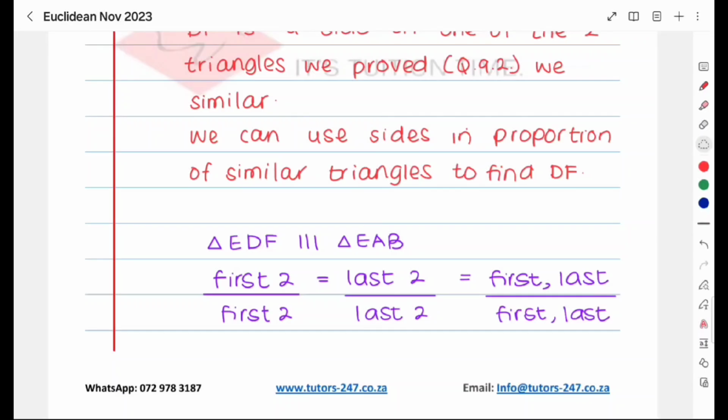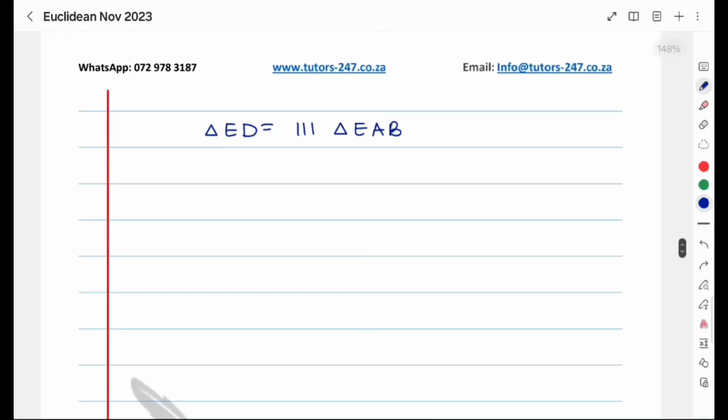The equation is going to be produced by taking the first two over the first two, the last two over the last two, the first and the last over the first and the last. What we mean by that is the first two letters of the name ED over the first two letters of the name EA. The last two letters of the name DF over the last two letters of the name AB. And finally, the first and the last letters EF over the first and the last letters EB.